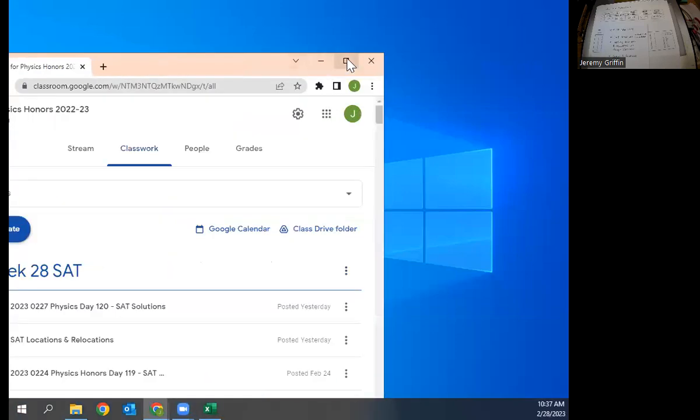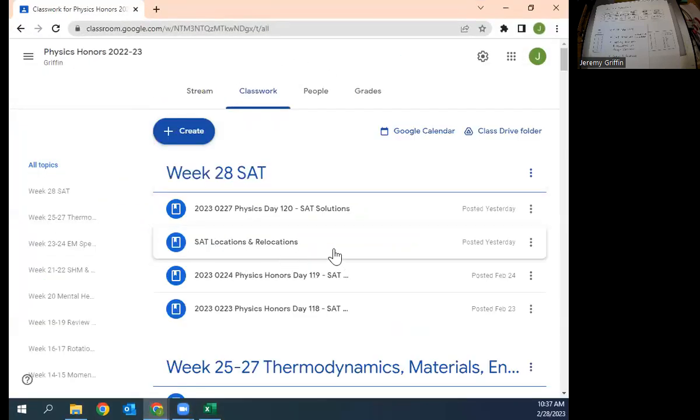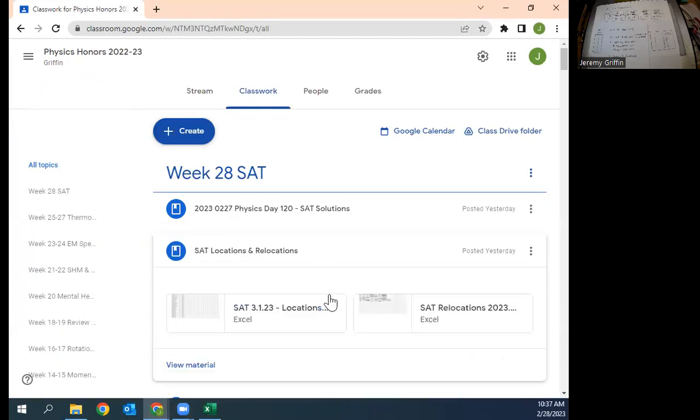Okay, so here's Google Classroom. Yesterday I posted a couple of Excel pages. The one that says locations has all the students who are taking the exam, like hundreds of students. So you can find yourself by last name and find exactly where you're supposed to go. And then SAT relocation, because a lot of rooms are being relocated, including this one. So if you're not taking the exam tomorrow, you don't actually come to this room. You're going to be relocated, and I'll show you that too. So you guys know where to find those two files, right? Awesome. Let's switch back over here.